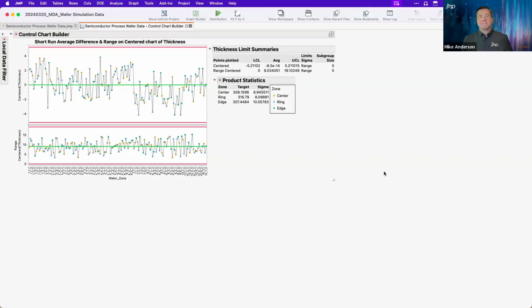Jump 18, we have this thing called a short run control chart. Depending on the school you came from, where you got your statistical process control experience, be it Six Sigma or a formal training or one of those other programs, you may hear it called a short run control chart. You may hear it called a target chart, or you may hear it called a Z chart.